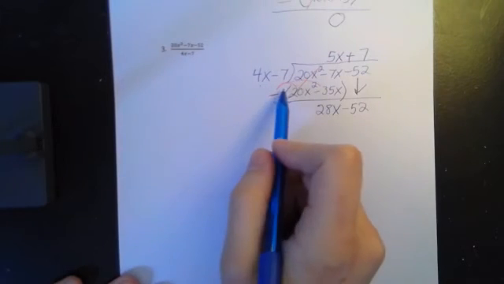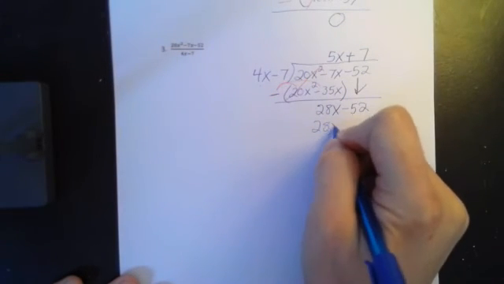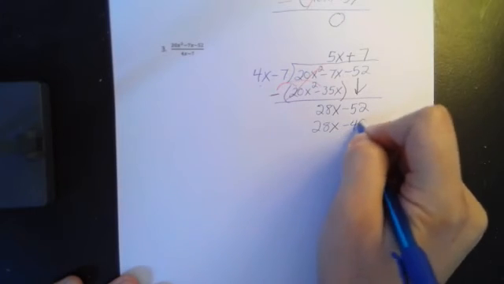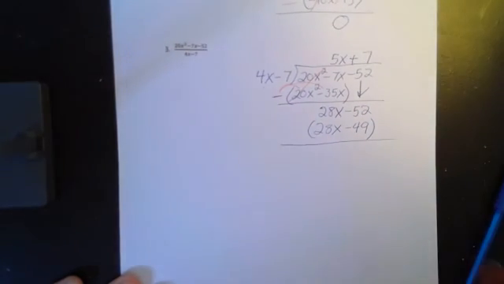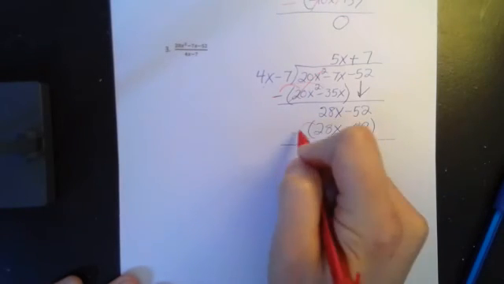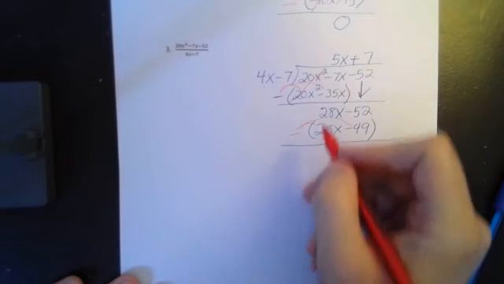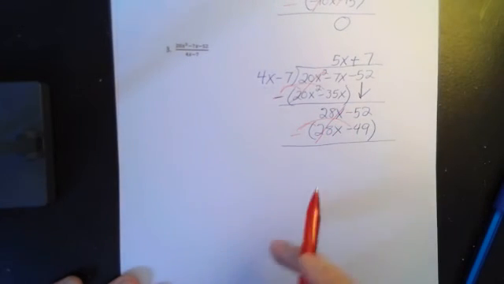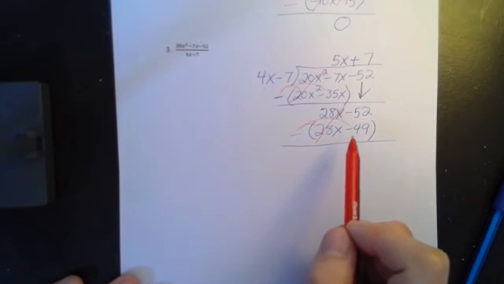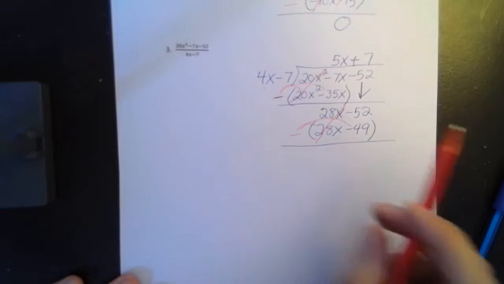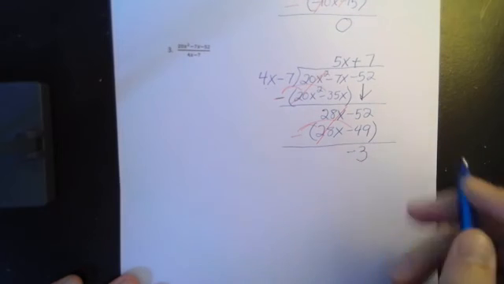So 4x minus 7 times 7 is going to be 28x minus 49. And remember, we're subtracting, so distribute that negative. So we've got 28x minus 28x. That's going to cancel. And now we have negative 52 minus negative 49. So that's the same thing as saying negative 52 plus 49. Well, that's going to give us negative 3, meaning that we have a remainder.